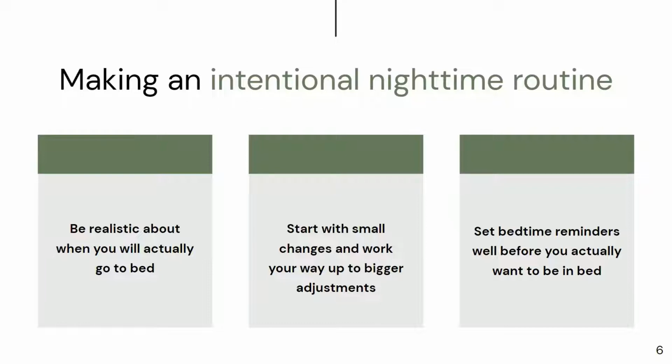Likewise, start with small changes and work your way up to bigger adjustments. If you do want to start going to bed at 8 p.m., don't immediately start with 8 p.m. Work your way up. If the goal is going to bed at 8 p.m., start by going to bed at 11 p.m. We are more likely to sustain habits if we start small and stick to a small habit that is attainable. And then from that, we can work to the bigger adjustments.